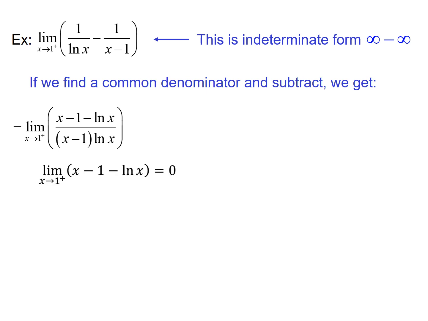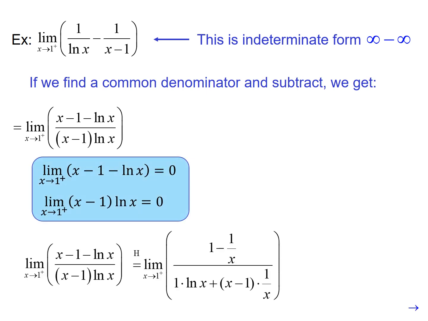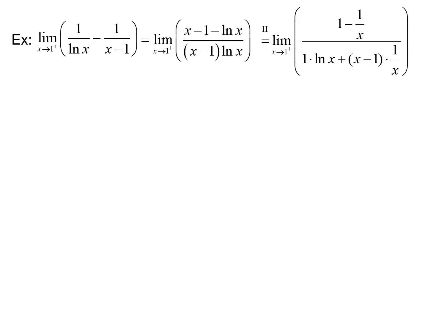And let's verify that L'Hopital's rule is going to apply. So as x approaches 1 from the right-hand side, we have 0 for the top and for the bottom. Take the derivative of the top, we get 1 minus 1 over x. Take the derivative of the bottom, you're going to have to use product rule here. And if we go ahead and simplify this down, we multiplied this expression by x over x to get rid of those fractions.